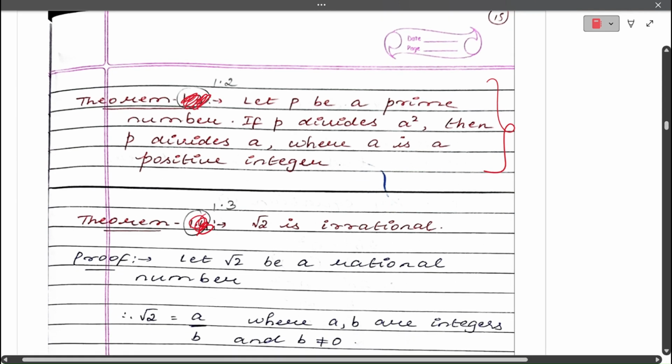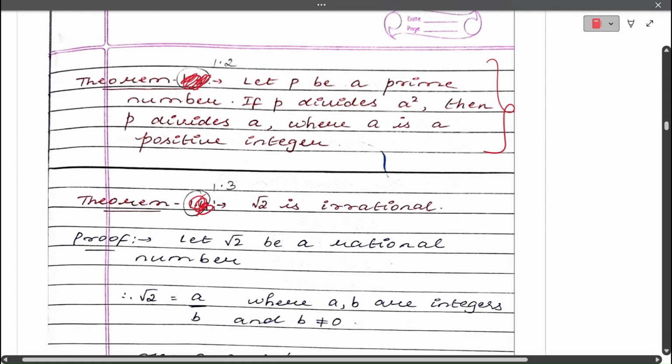It is implemented in theorem 1.3. How? We'll see. So this is one of the standard types of questions, dear students. Root 2 irrational, root 3 irrational, root 5 irrational, root 7 irrational, and some more questions which come in the example. These are some standard questions which they should be asking from this chapter.